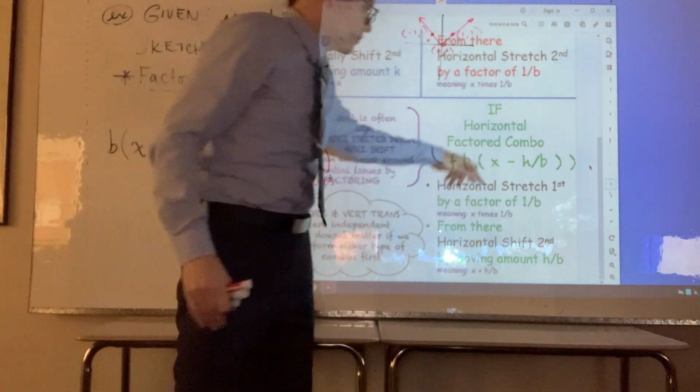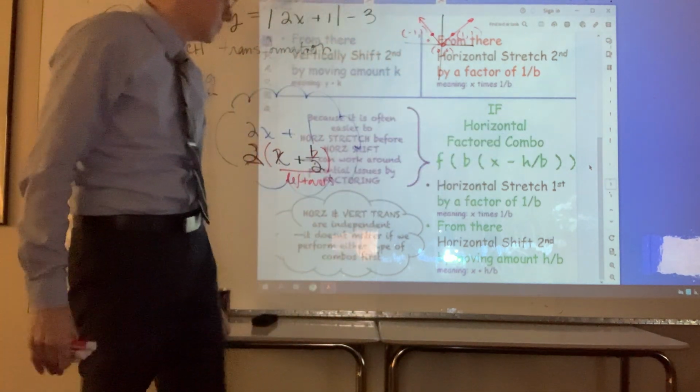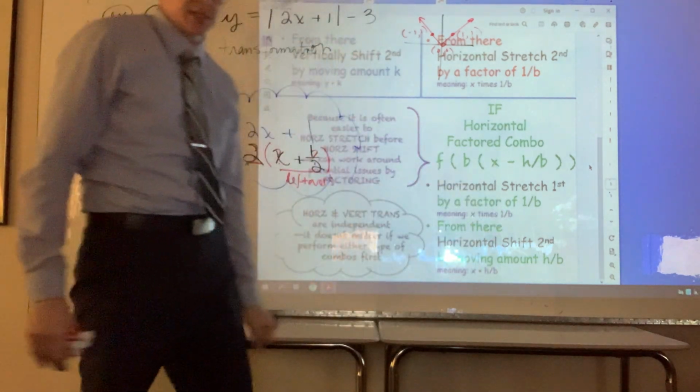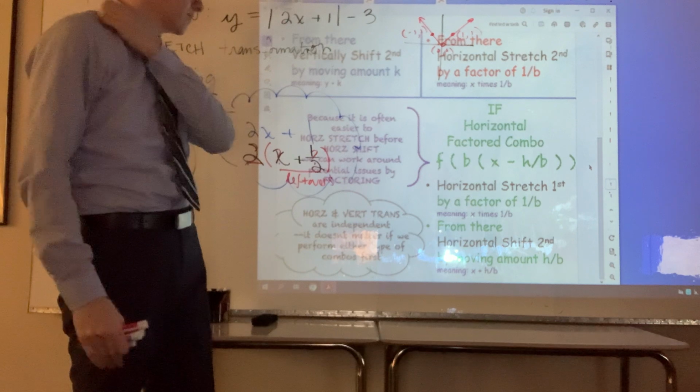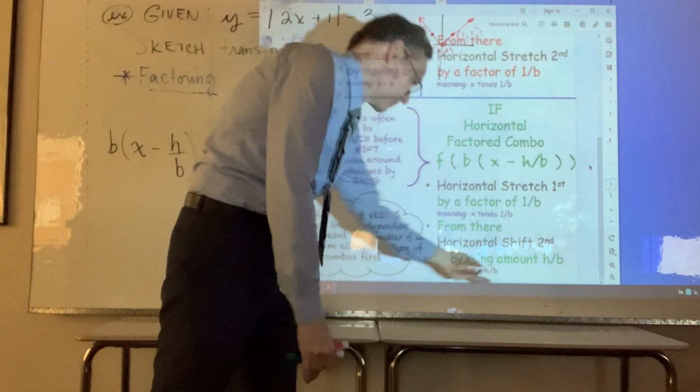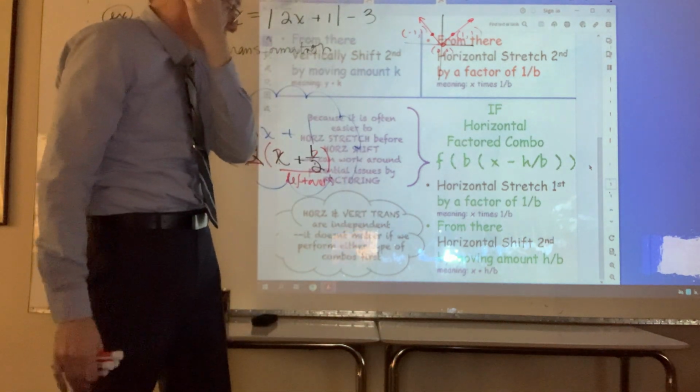So we're going to horizontally stretch first, which means that we're going to multiply by 1 over, the reciprocal of b. And then once we have that product, we're going to then add or subtract depending upon what the signs actually turn out to be.